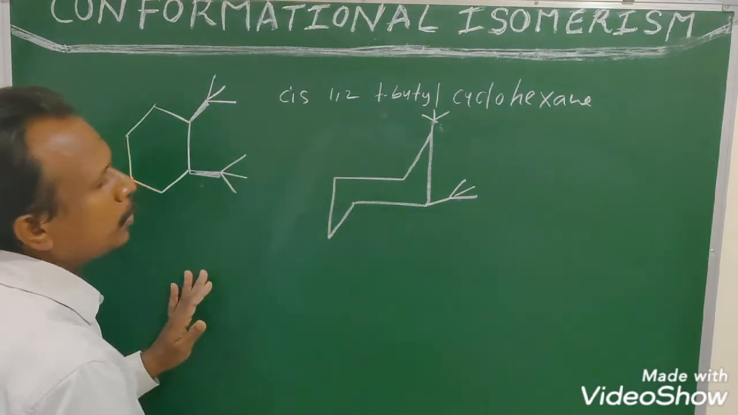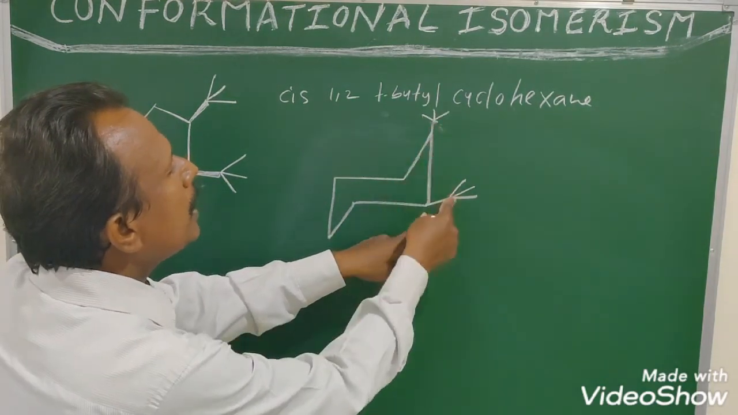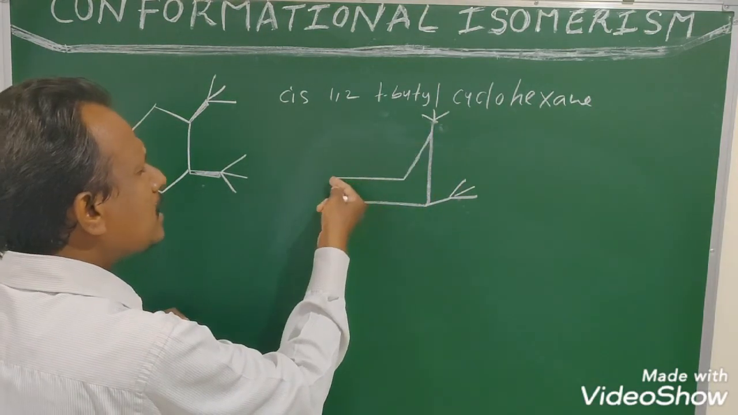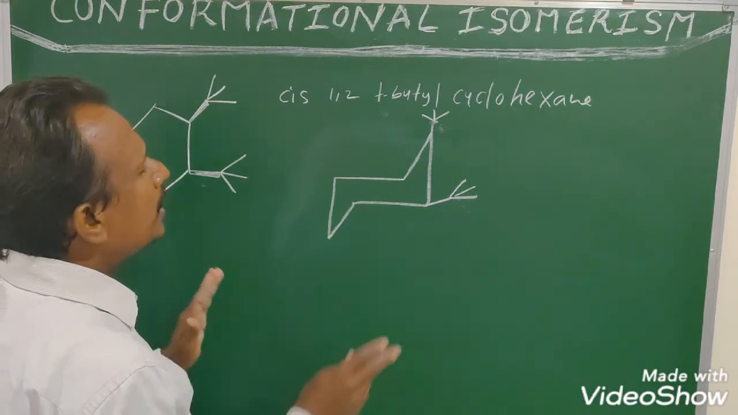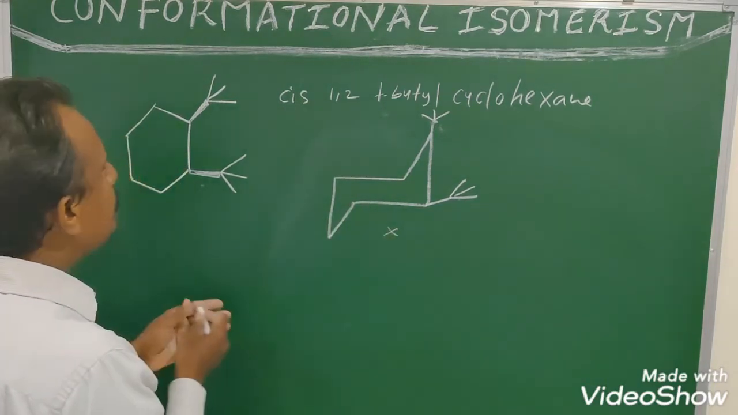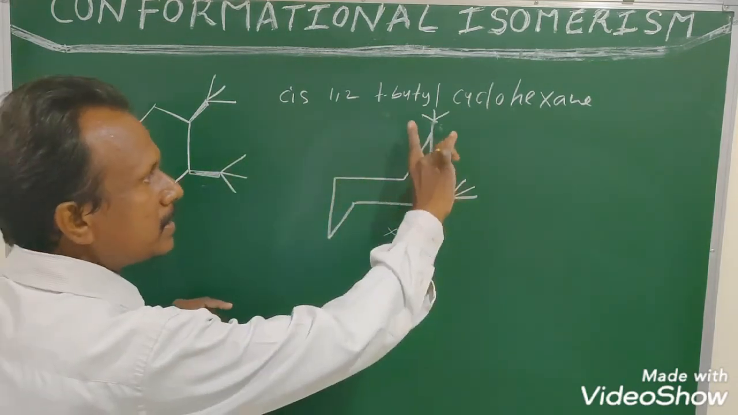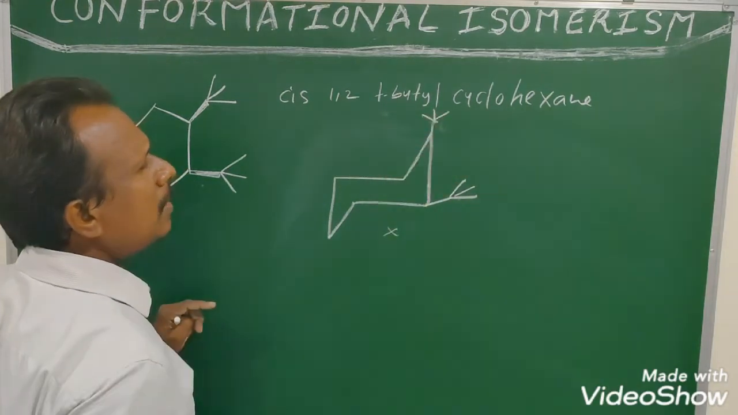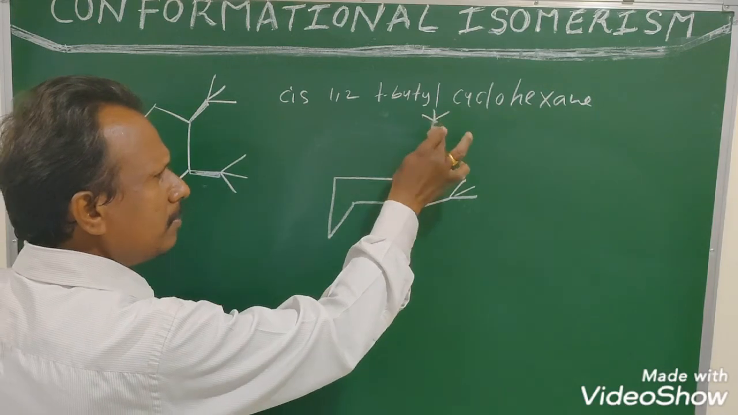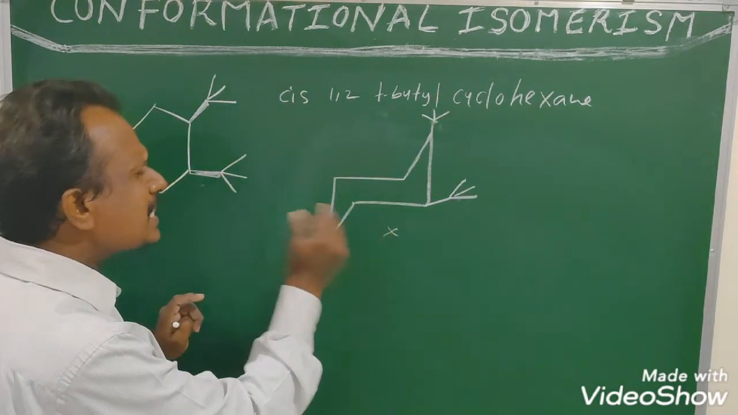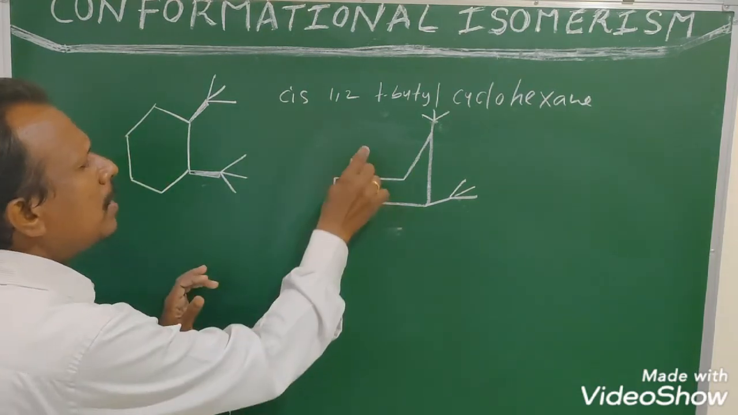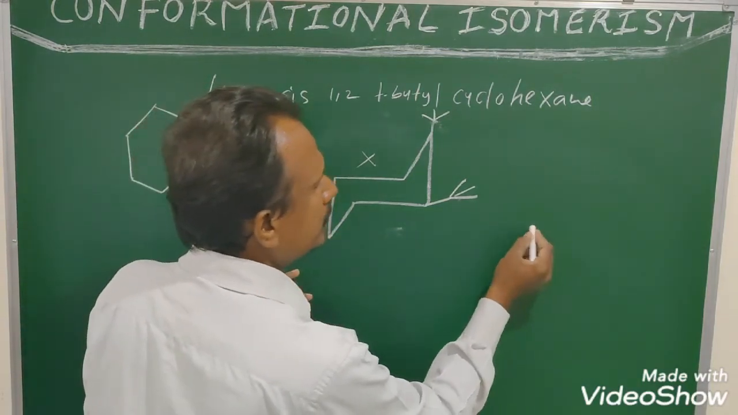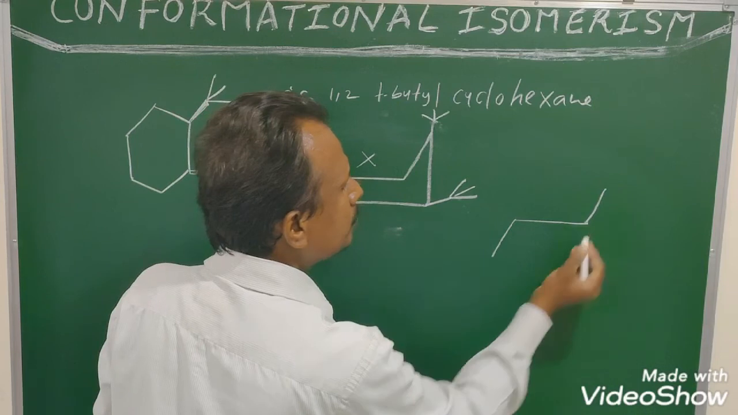It exists in twist boat conformation. In the twist boat conformation, both t-butyls are largely separated, so there is less repulsion and fewer axial hydrogen interactions. We predicted it exists in chair conformation, but it does not, because t-butyl is a highly bulky group, and a bulky group does not stay in the axial position. A bulky group in axial position leads to instability. So this compound predominantly exists in twist boat conformation. It is the twist boat conformation.